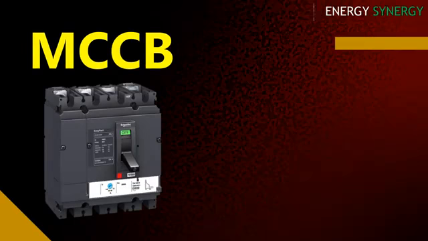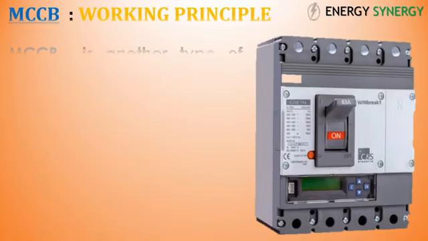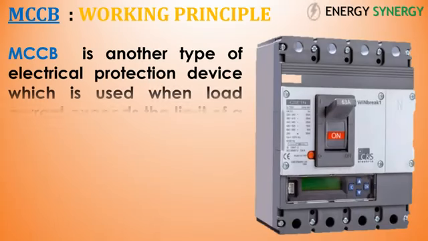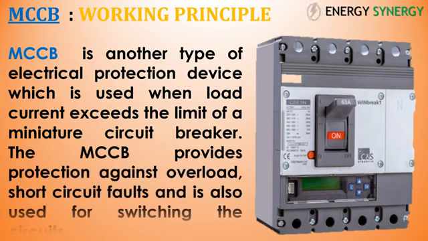MCCB. MCCB stands for Molded Case Circuit Breaker. It is another type of electrical protection device which is used when load current exceeds the limit of a miniature circuit breaker. The MCCB provides protection against overload, short circuit faults, and is also used for switching the circuits.